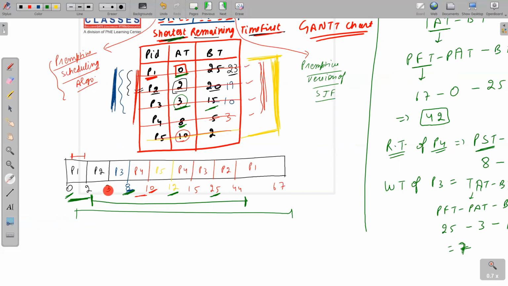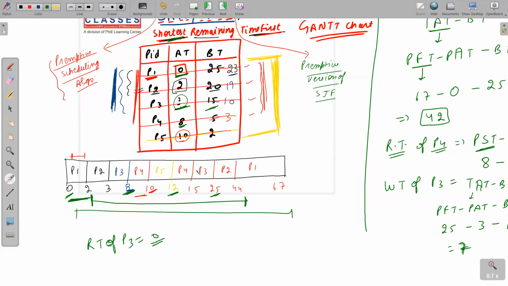That's why you can easily say response time of P3 is also 0. Why is it 0? Because at 3 it has arrived and it has started at 3 only. Whenever a process starts at the same time it arrives, obviously response time will be 0. So it comes at 3 and immediately it has started, executing until 8. So there was no waiting at all.